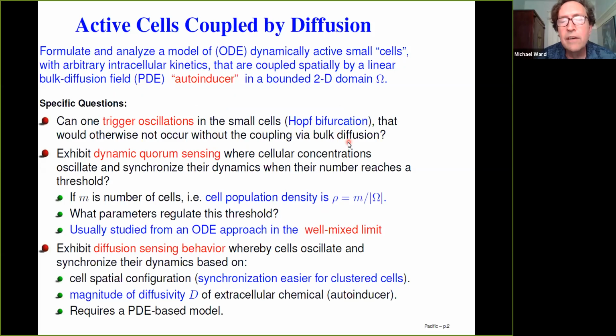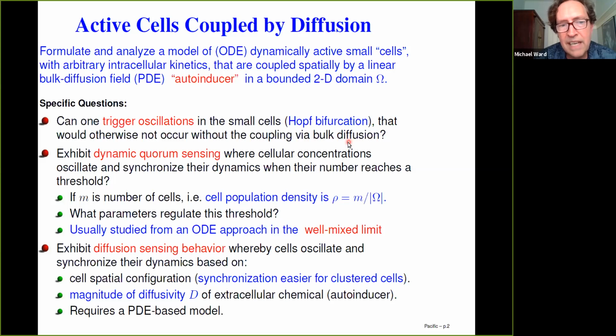Okay. So the philosophy of what we want to do today basically is to look at a PDE-ODE model that can give rise to triggered oscillations, right? That is really due to a coupling of an autoinducer, the bulk diffusion in a 2D domain. So the picture is we think of signaling compartments, which are small, and so we can think of the concentrations as being well mixed, that are coupled spatially through a passive diffusion equation, called the autoinducer in 2D. So the question you want to ask is, can you trigger oscillations in the small cells that otherwise would not occur without the coupling?